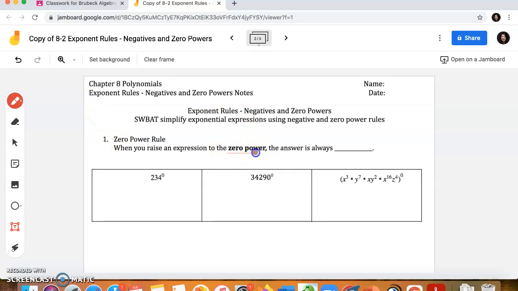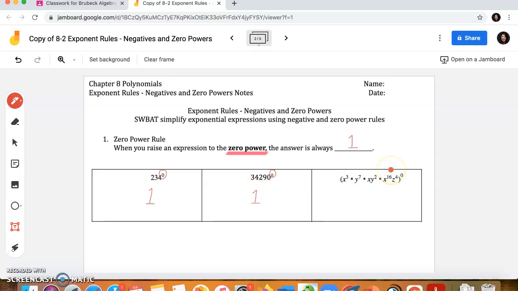Whenever you raise an expression to the 0 power, the answer is always going to be 1. Always. It will always be 1. Okay, so here you have 234. It's raised to the 0 power. The answer is 1. Here you have 34,290. It's raised to the 0 power. So the answer is 1.